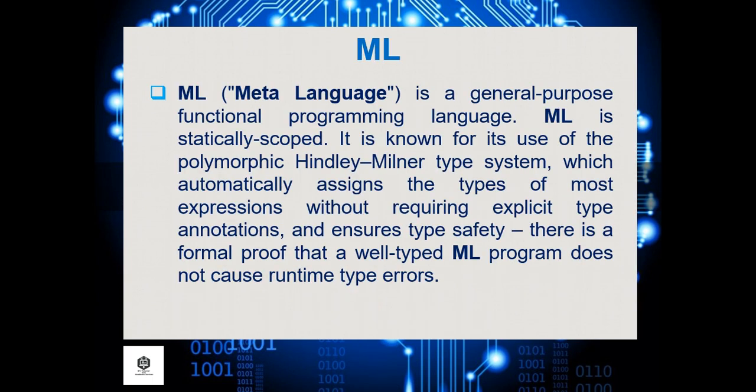ML. ML, or Meta Language, is a general-purpose functional programming language. ML is statically scoped. It is known for its use of the polymorphic Hindley-Milner type system, which automatically assigns the types of most expressions without requiring explicit type annotations and ensures type safety. There is a formal proof that a well-typed ML program does not cause runtime type errors.